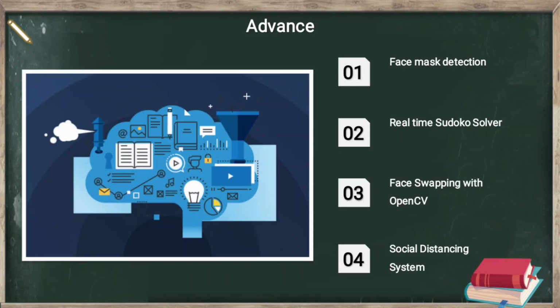Okay. Second one is a real-time Sudoku solver. The purpose of this project is to solve a Sudoku in real time. You don't need to do anything. You need to show the machine or the camera the unsolved Sudoku. The rest of the things will be done by your machine. So this is a very nice and very trendy project in the advanced category.